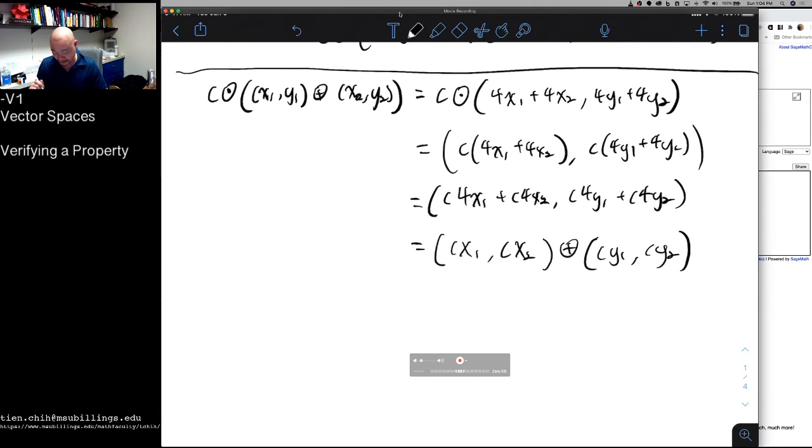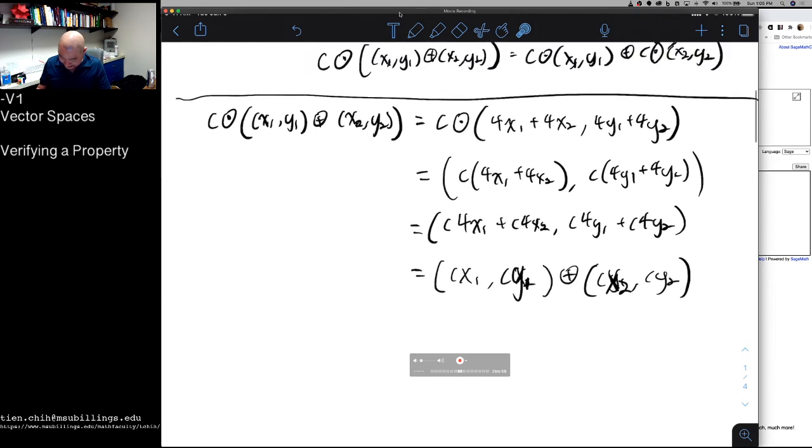Let's take a moment and think about this. If I were to actually start here and go back this way, I would get 4 times cx1 plus 4 times, sorry, I miswrote a little bit here. This should be (cx1, cy1) and this should be (cx2, cy2). But if I were to write this out, the cx1 plus cx2 would become 4cx1 plus 4cx2, and similarly cy1 plus cy2 becomes 4cy1 plus 4cy2.